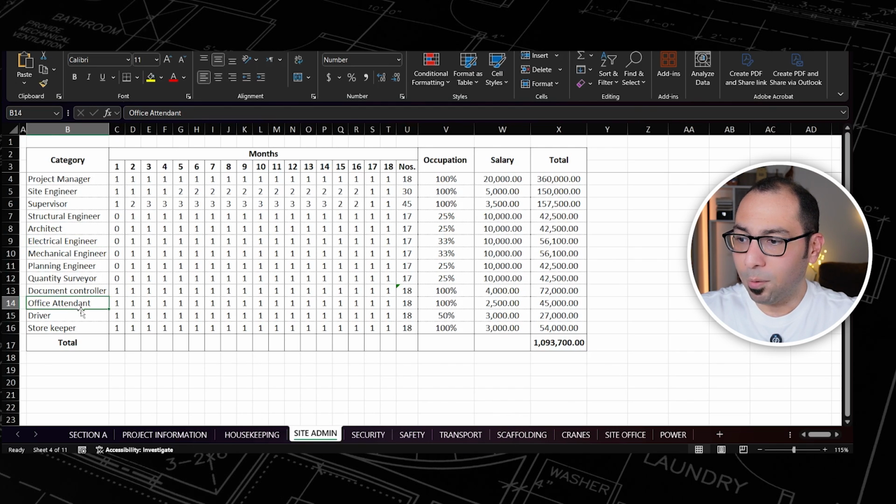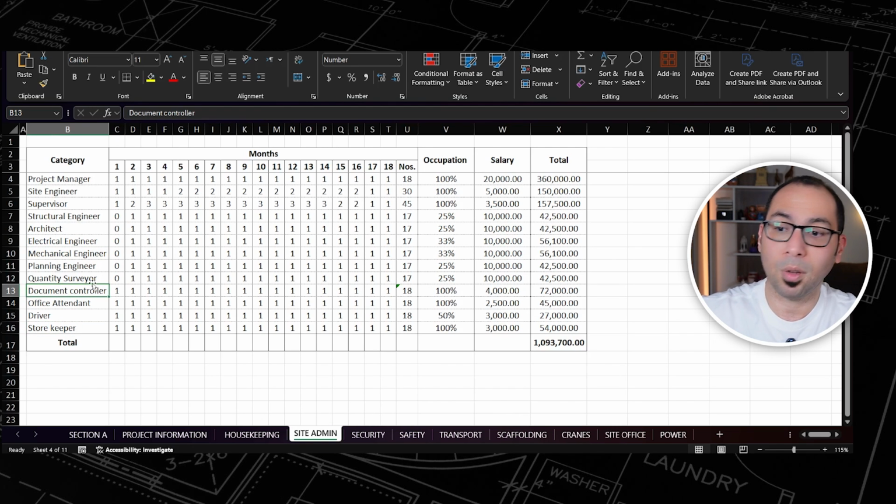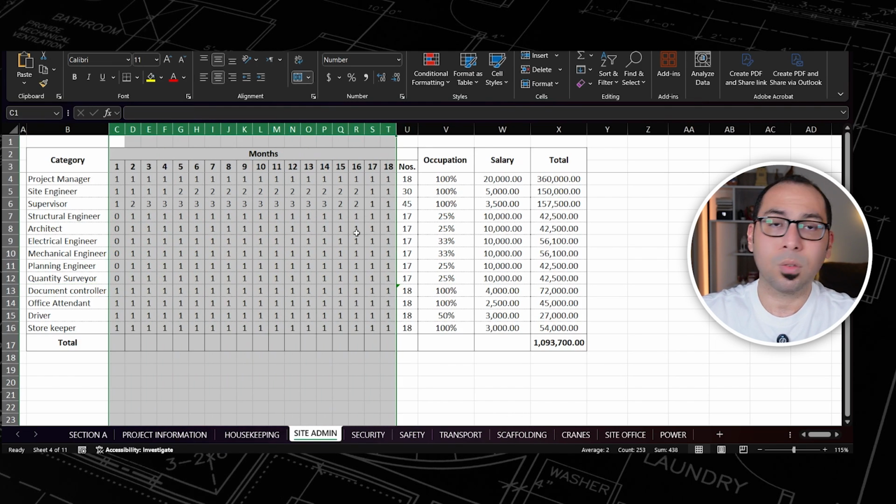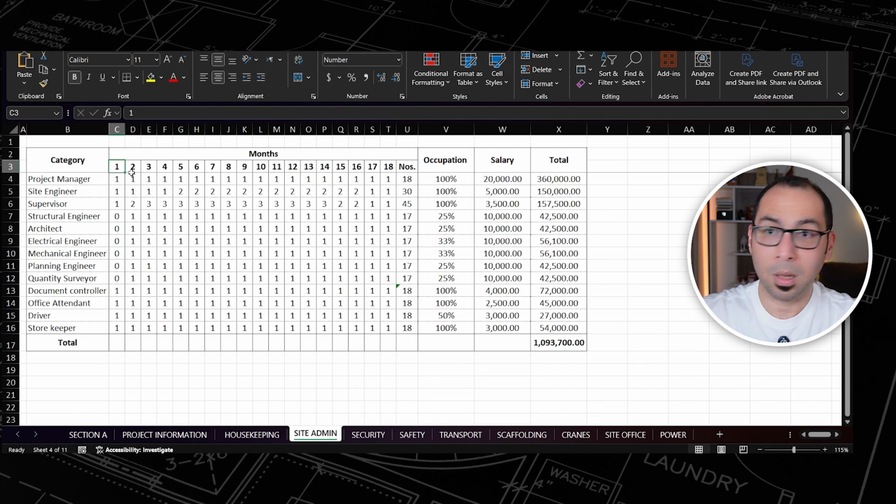So also we have the office attendant, driver, storekeeper, document controller, planner, quantity surveyor. So all the categories of the people that will be working in this project. And here we have the project duration in months, from month number 1 until month number 18.